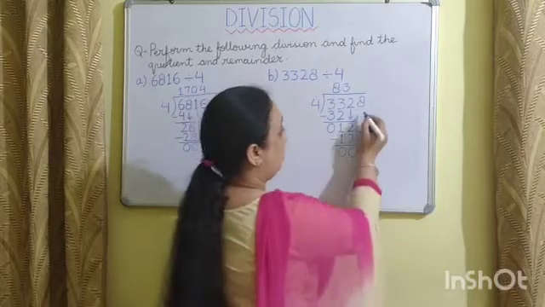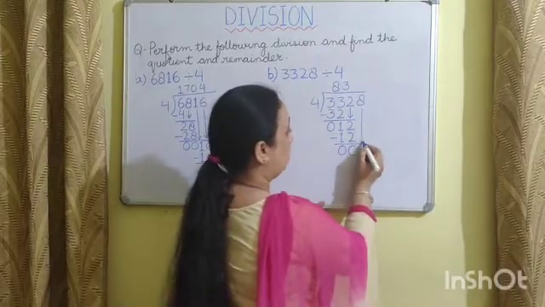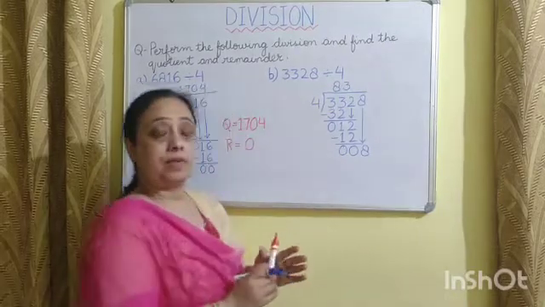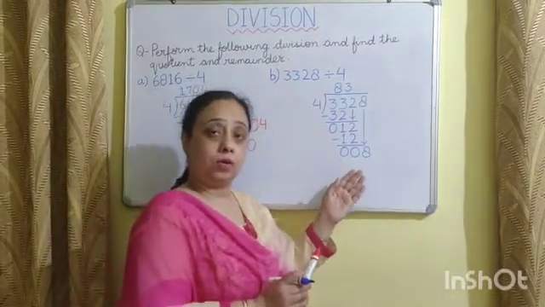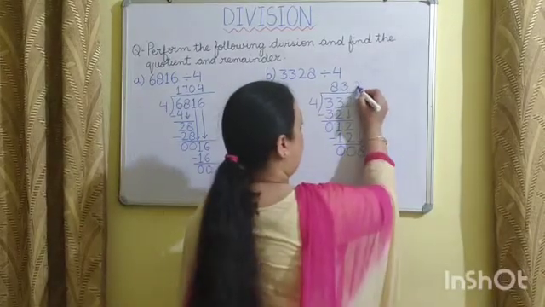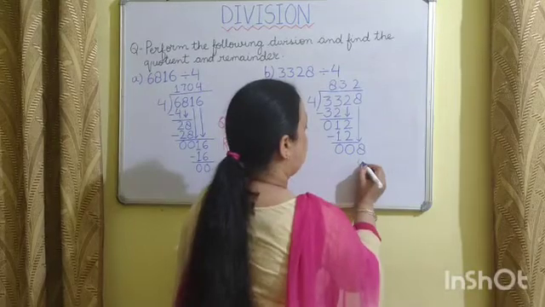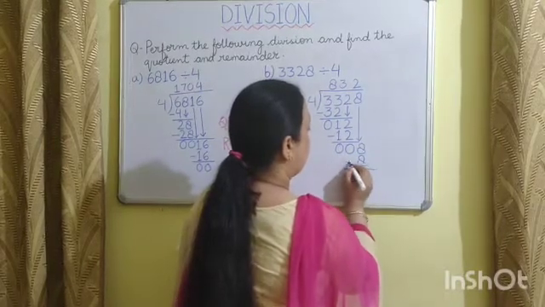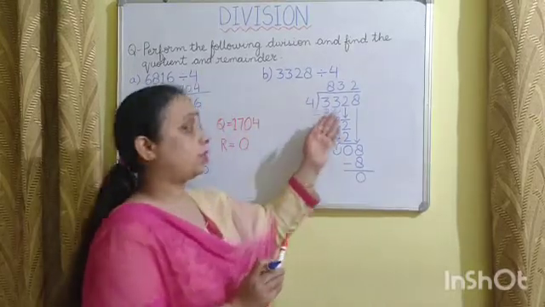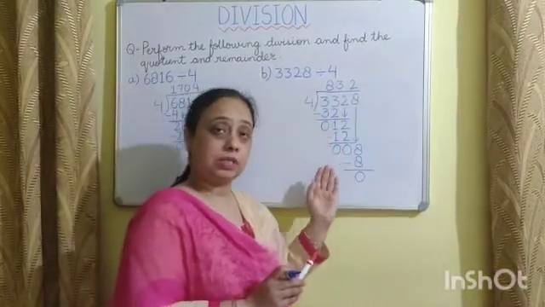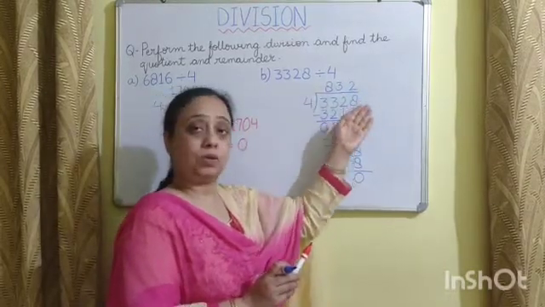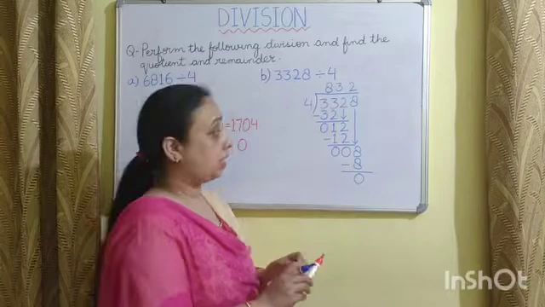In the next step, we'll copy down the next digit here and write 8 over here. Now we'll read the table of 4 till 8. We know 4 2s are 8. So we'll write 2 here and 8 here. Subtract this. 8 minus 8 is 0. Now we are left with no digit here. That means our division is complete. So what is the quotient? That is 832 and the remainder is 0 here.